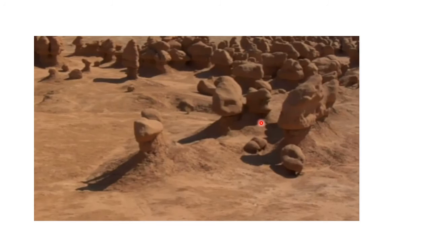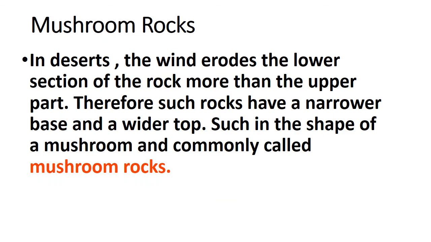These are some of the images of the formation of mushroom rocks in a desert. So what are mushroom rocks? We can describe it in this way. In a desert, when the wind erodes the lower section of the rock more than the upper part, such rocks have a narrow base and a wider top. Such is the shape of a mushroom, and that is why they are called mushroom rocks.